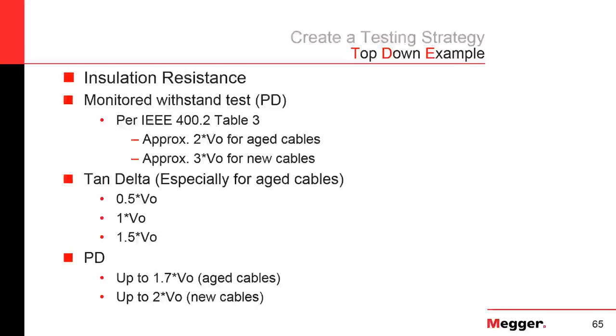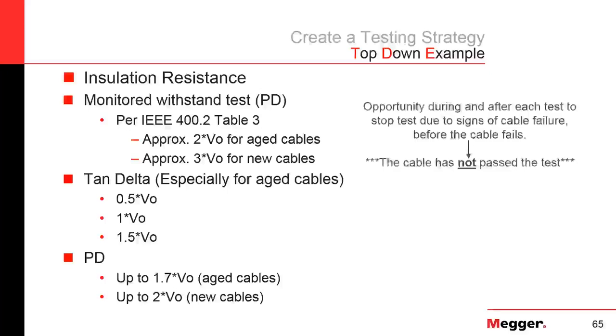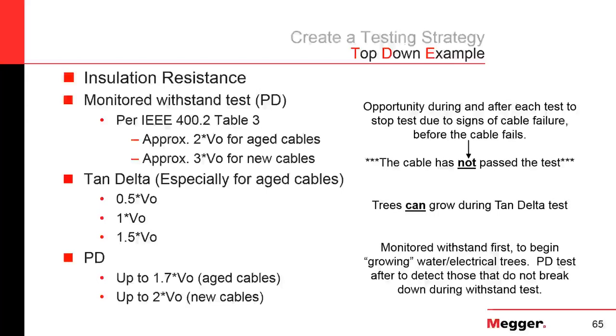With the top-down example, I would still start with the insulation resistance test, 5 kV or so, just to make sure that cable's in decent shape this far. Then you would start with the monitored withstand test. You come out there and hit it with your highest voltage just to start. That way you start the aging conditions to failure process. And if they should fail late in that hour test, you have additional opportunities to catch them later on.